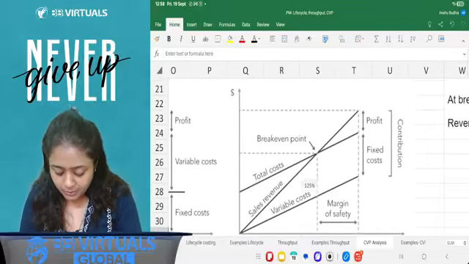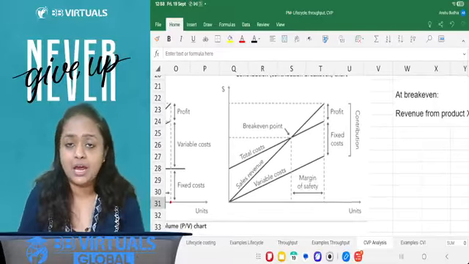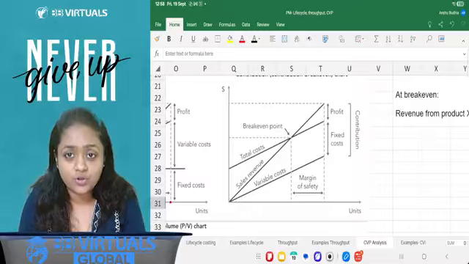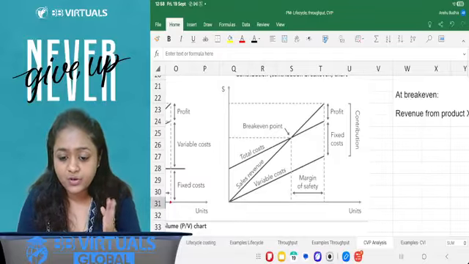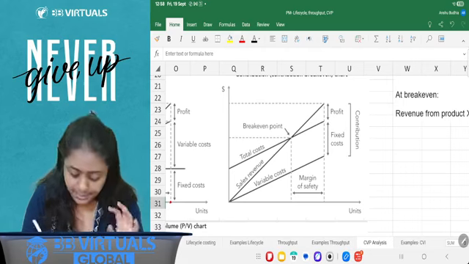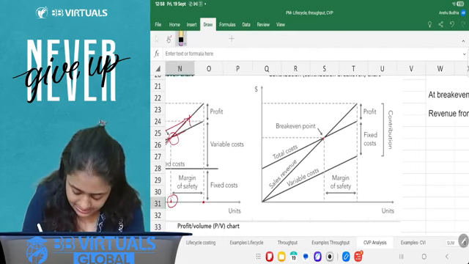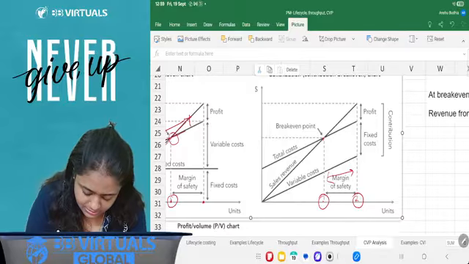Now let me take you through the contribution break-even chart as well. This is the same chart, but not from the point of view of profits, from the point of view of contribution. So variable cost is the focus line here. You will see your revenue and cost are the same. Break-even point is the same. Margin of safety is also the same.